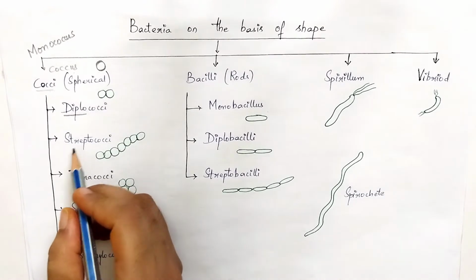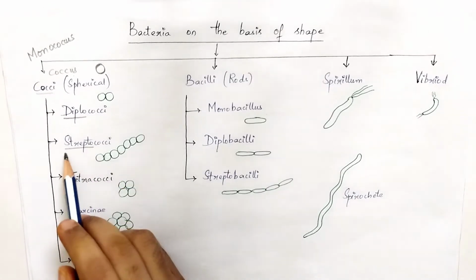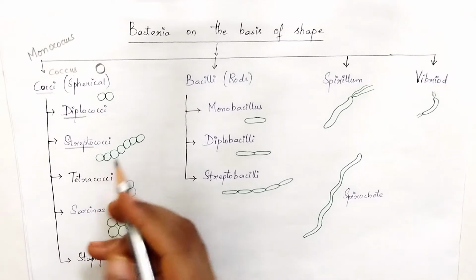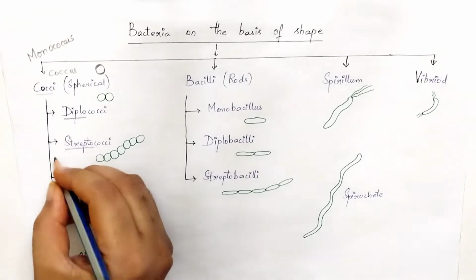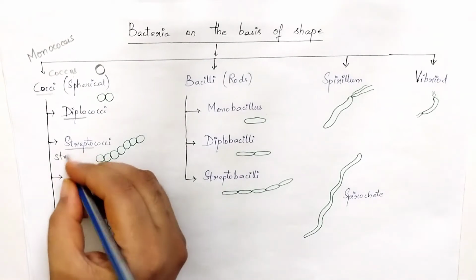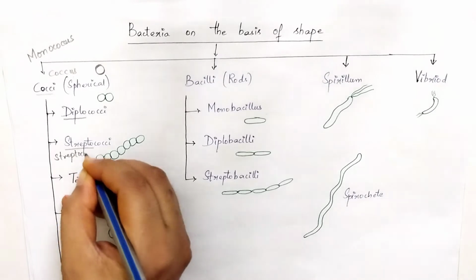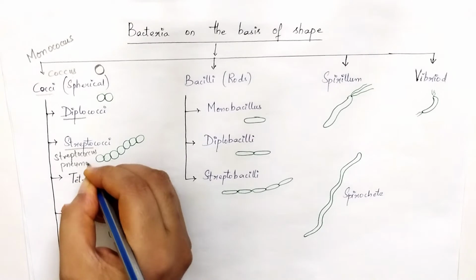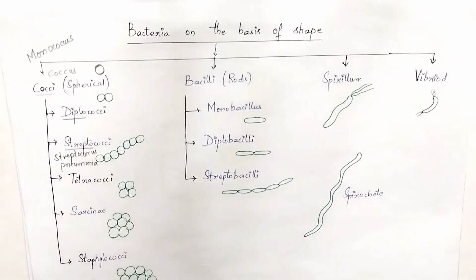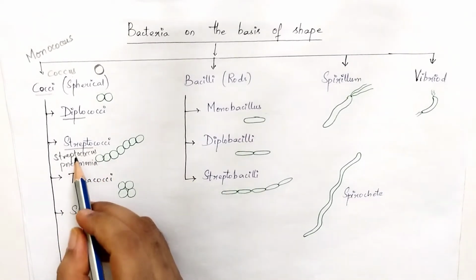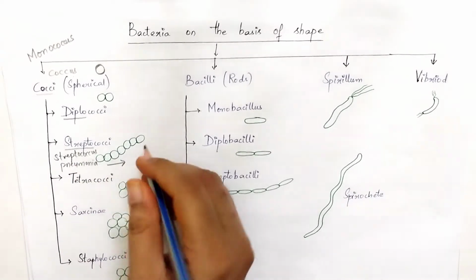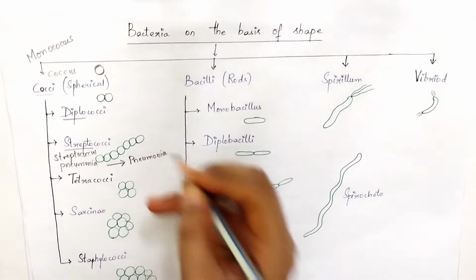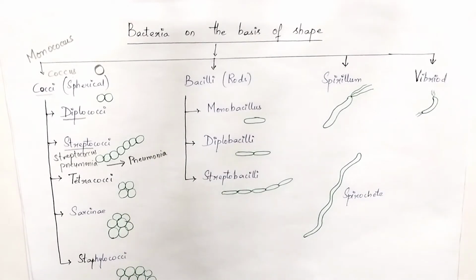The next one is streptococci. Streptococci means a chain of spherical shaped bacteria attached to each other. The example we can take is Streptococcus pneumoniae. As the name suggests, Streptococcus pneumoniae causes pneumonia.